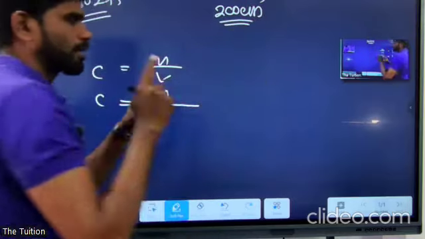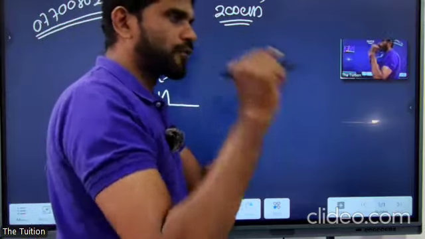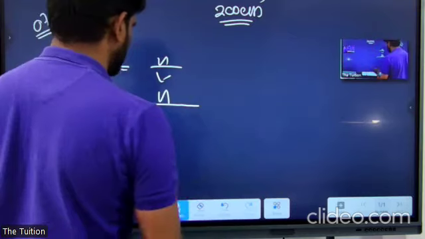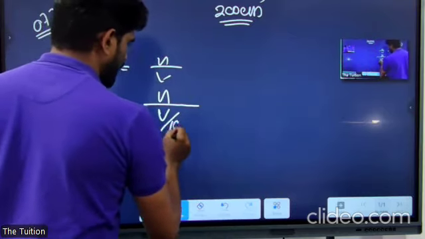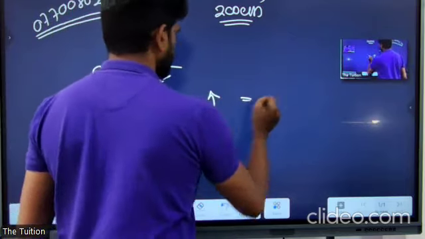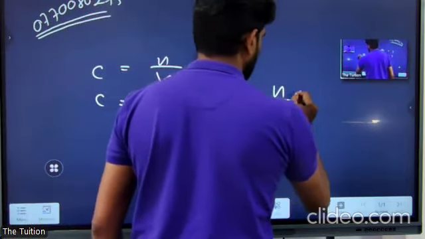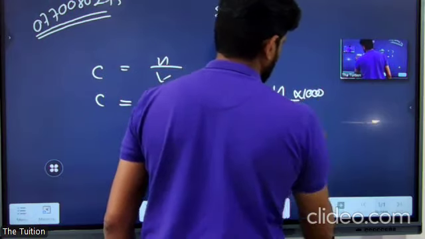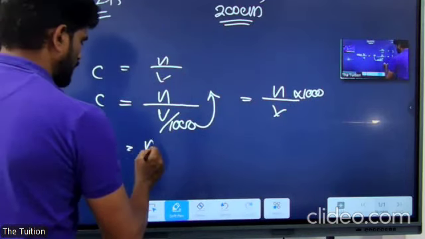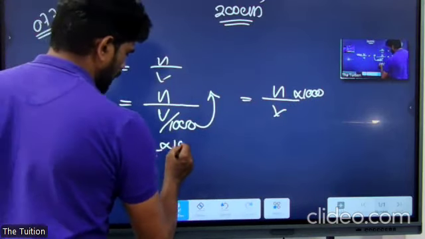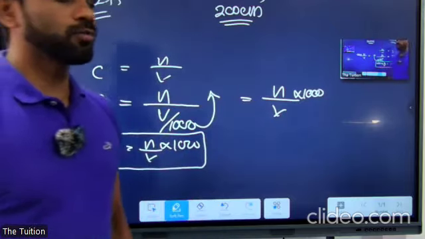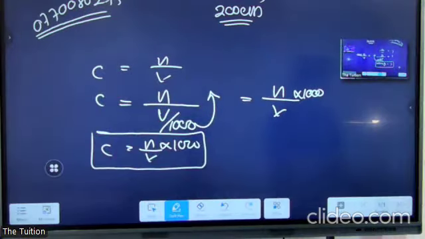How do we convert cubic centimeter to cubic decimeter? You have to divide it by 1000. V over 1000. This 1000 goes up, so n divided by V into 1000 is the concentration. C equal n over V into 1000. Use this if the volume is given in cubic centimeters.